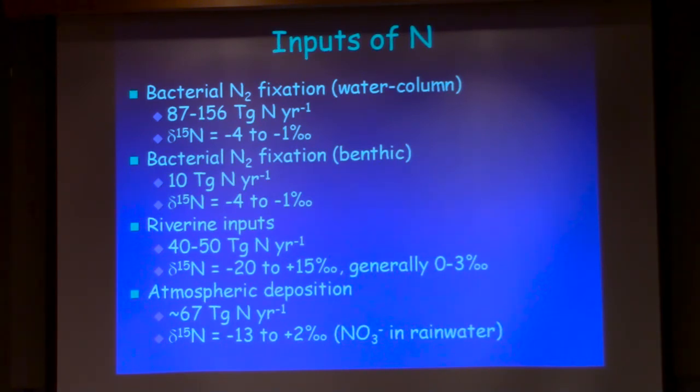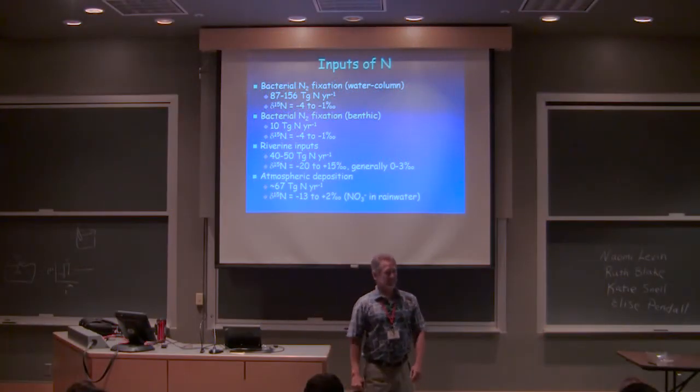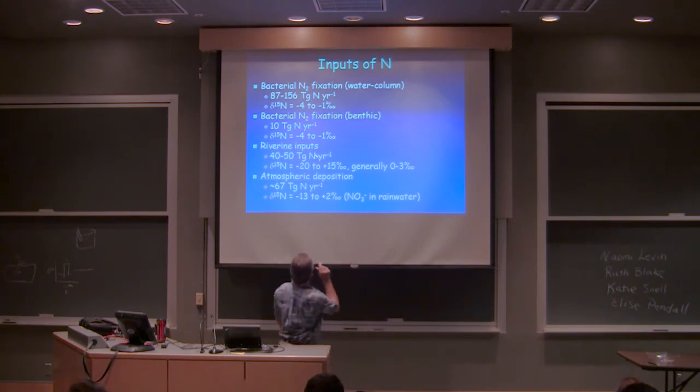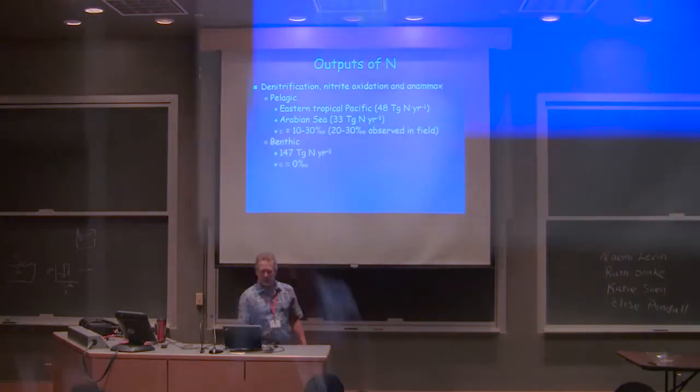I have a question. Yeah. What is the process causing the fractionation of riverine inputs? The fractionation is not a fractionation. It's just a delta value, the source of nitrate in rivers. Again, same with atmospheric deposition.